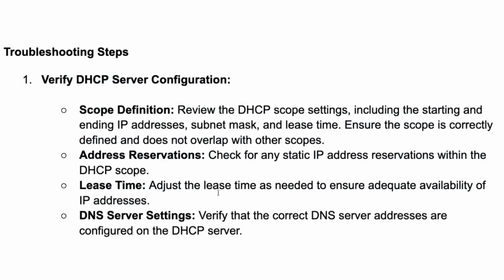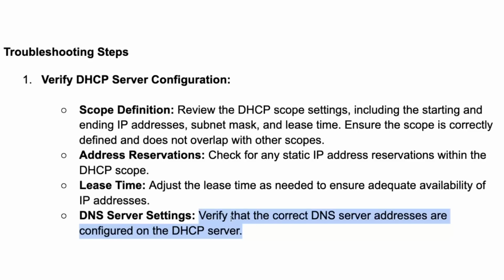So the very first thing you want to do before any of the other troubleshooting steps is look at the server settings to see: is the scope correct? Are the subnet mask and the lease time correct? Are there any IP addresses that have been statically reserved for something else? Is the DNS server correct for the configuration of the DHCP server? Have all of these things been set up correctly? If they are set up the way they're supposed to be, then we can move on to our next troubleshooting step.